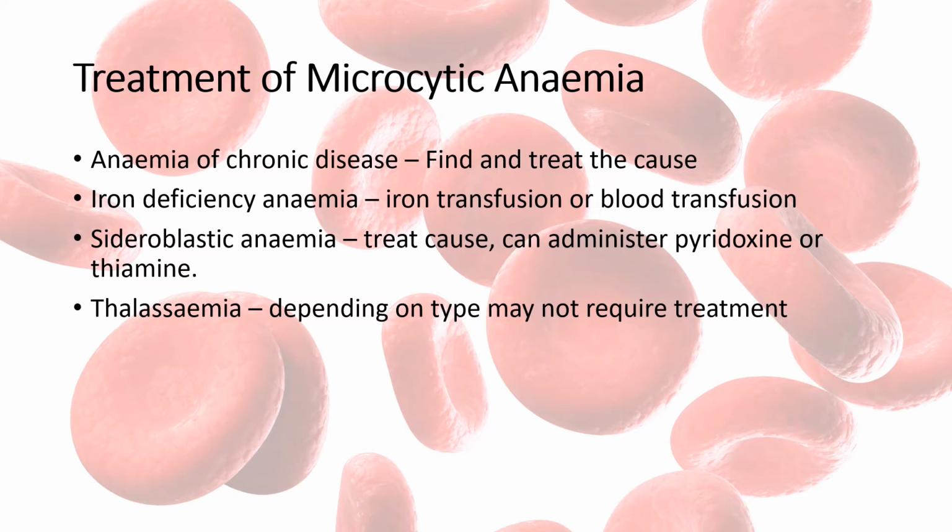So within the setting of anemia of chronic disease, it's important to identify what the chronic disease is and then treat this. In iron deficiency anemia, this can be treated with iron supplementation. Sideroblastic anemia involves trying to identify what is causing this and then considering administering pyridoxine or thiamine. And finally, with thalassemia, depending on whether it's major or minor, it may not actually require treatment or potentially can be transfusion dependent.